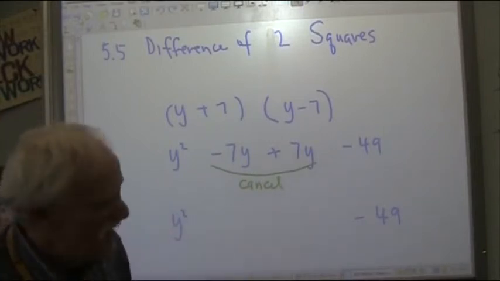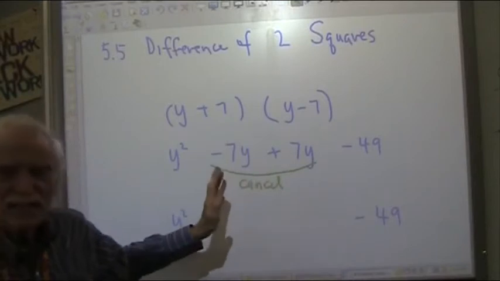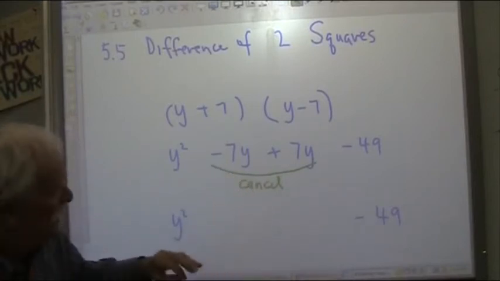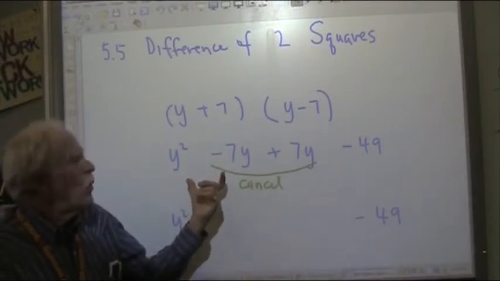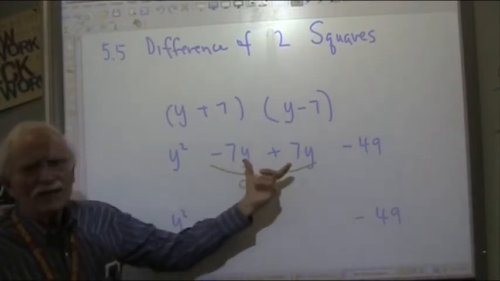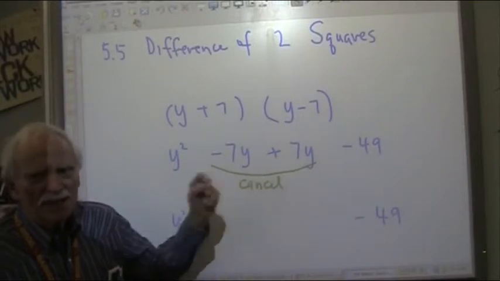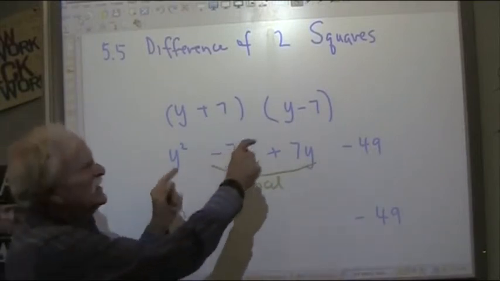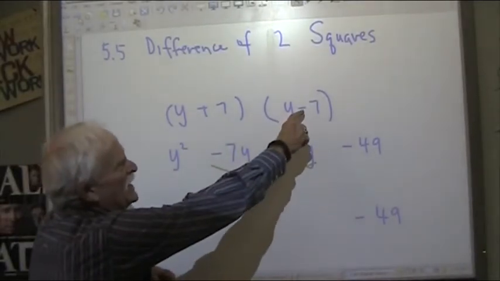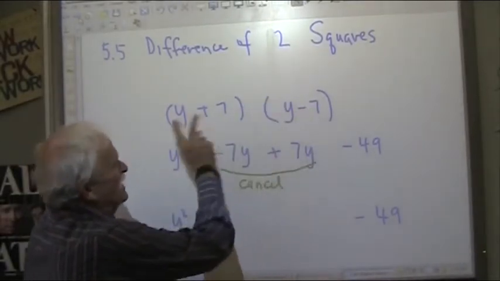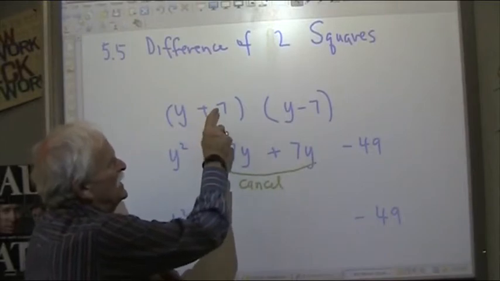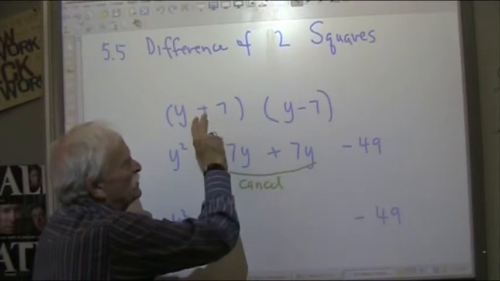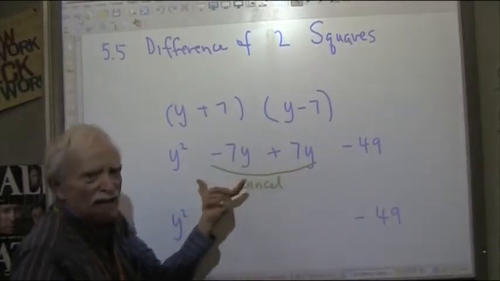All right. Okay, so ladies, let's take a look. Why did the outer and the inner cancel? Because they're a negative and a positive opposite. Property of opposites. The minus sign here gave us a minus 7y, and the plus sign here gave us a plus 7y, so they canceled.